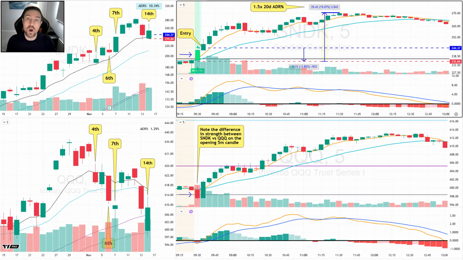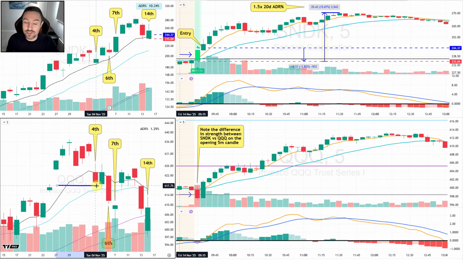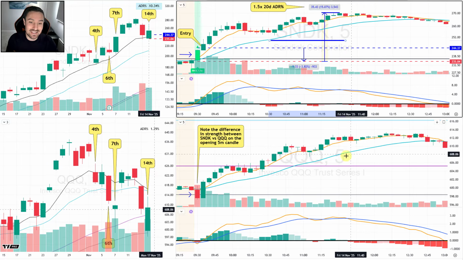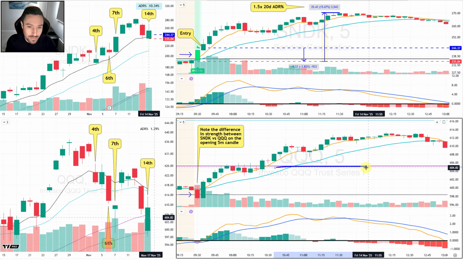I'm going to give you a high level overview, then we'll start going into the weeds, deep down the Alice in Wonderland rabbit hole. So here we go. We have SNDK, the daily chart in the top left. We have the triple Qs daily chart below that in the bottom left, and then we have the 5-minute chart for SNDK from Friday the 14th of November, and then below that we have the 5-minute chart for the triple Qs. So let me just show you where the entry is, then we'll start going into some of the details. And I really want to keep this video focused on relative strength across multiple durations.